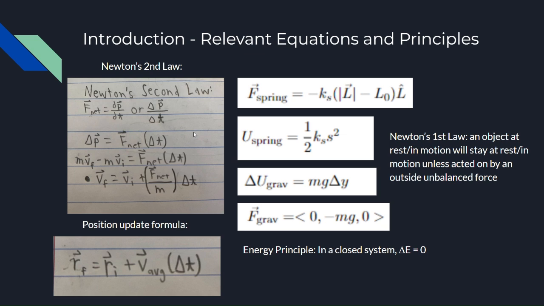Relevant equations and principles: we're going to need Newton's second law, which states that the net force on a system is equal to its change in momentum over change in time. That can be derived to become the velocity update formula, which will be used in the code, as will the position update formula. The force of a spring, the potential energy of a spring, the change in potential energy of gravity, and the force of gravity are also going to be necessary in the coding. And the energy principle states that in a closed system, the change in energy of the system is zero.